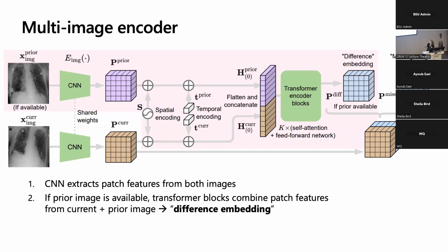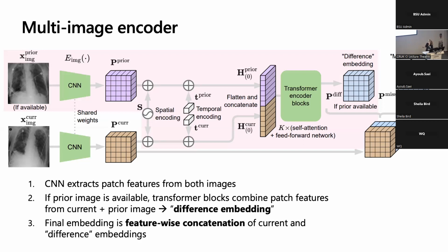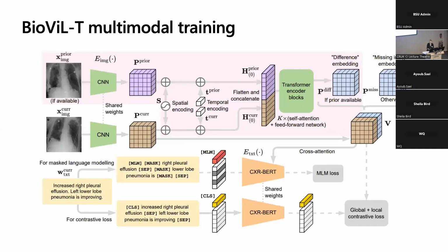There we go. Oh yeah, I just explained this. So we get the patch features, and then we do this feature-wise concatenation. Putting it all together, this is how we actually train it. So we have our image encoder that I just showed you. We get this image representation. We also have a piece of text.